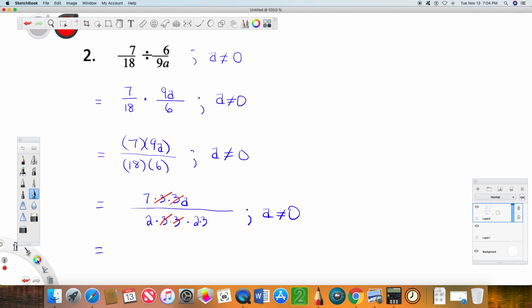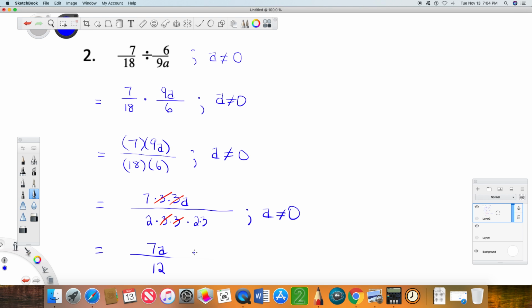So my fraction in lowest terms has a numerator of 7 times a and a denominator of 2 times 2 times 3. Well, 2 times 2 is 4, and 4 times 3 is 12. So there's our result from division.